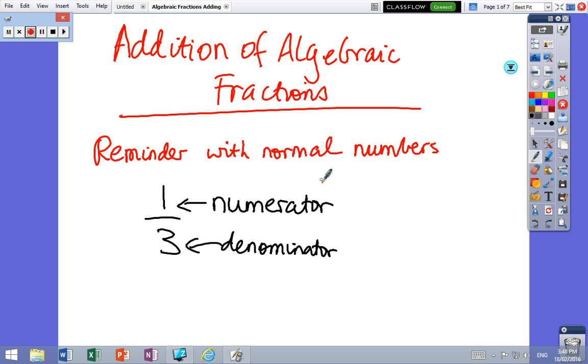Just a reminder that the top number of a fraction is called the numerator, and the bottom number is called the denominator, and you need to use those words mathematically. Okay, they're not scary, they're just the words. So write that down if you need to. When you're ready, come to the next slide.